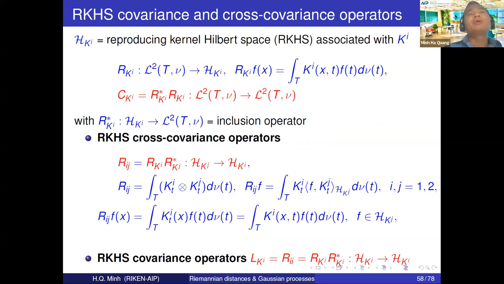Okay, so maybe I will just go over this briefly, because this one has a bit too much information. We can define the operator R_Ki from L2 to H_Ki. This is quite similar to C_K; C_Ki is just R_Ki transpose times R_Ki, where R_Ki transpose is just the inclusion operator. So C_Ki is given by R_Ki transpose R_Ki. We can also define the cross-covariance operator R_Ki R_Kj transpose, which maps H_Kj to H_Ki, and we can define the RKHS covariance R_Ki R_Ki transpose. These two look very similar, but they map from two different spaces. So basically we will transform quantities using C_Ki, mapping from L2 to L2, to quantities using the RKHS operators, which map from RKHS to RKHS.